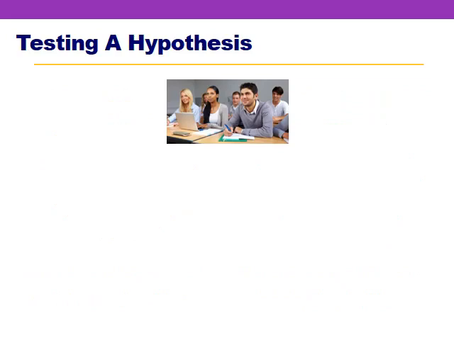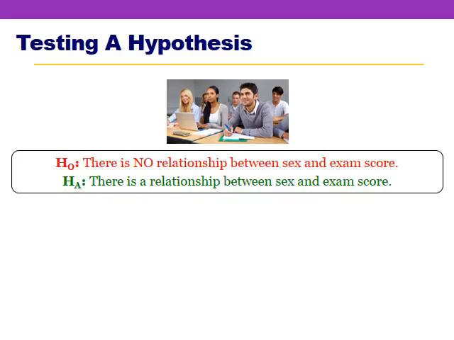First, let's make this more concrete by putting it to an example. Let's say I wanted to know whether there was a difference between the exam scores of the men and the women in this class. Remember, the null hypothesis always says that there's no difference or no relationship. So we could phrase the null hypothesis here as there is no relationship between sex, meaning male versus female, and exam score. Or we could phrase the null hypothesis as there is no difference between the exam scores of men and the exam scores of women.